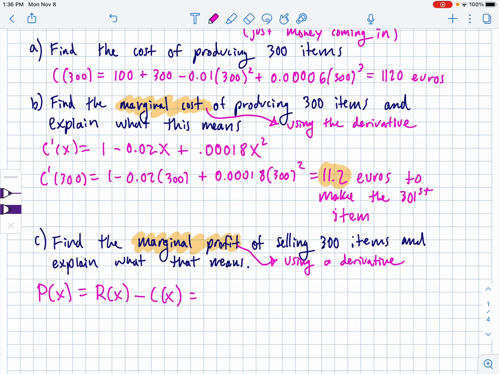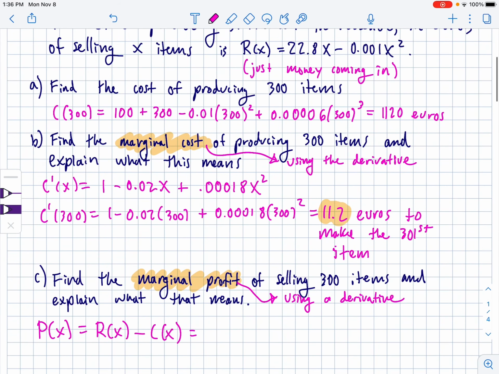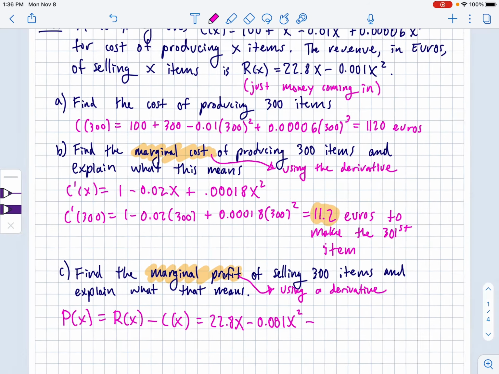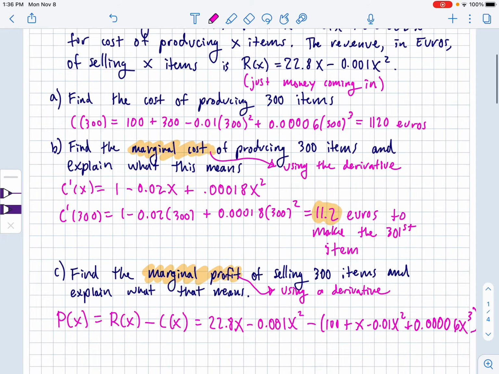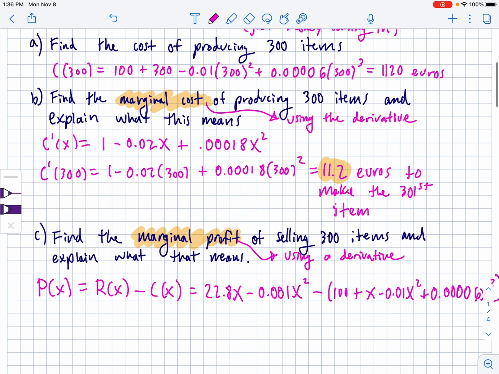So our revenue equation, go back up here, is 22.8x minus 0.001x squared, but then we need to subtract out the whole original equation, which is 100 plus x minus 0.01x squared plus 0.00006x cubed. So now we need to simplify that and combine like terms.